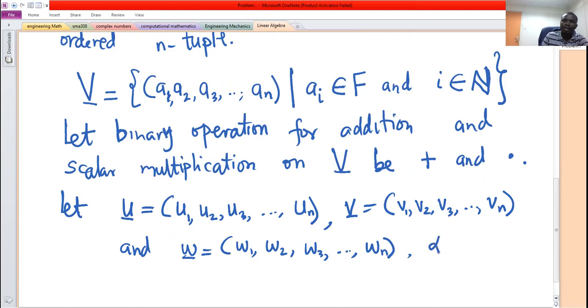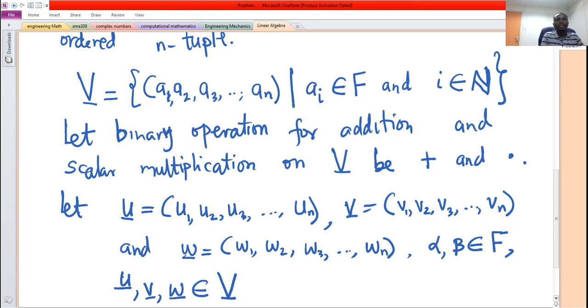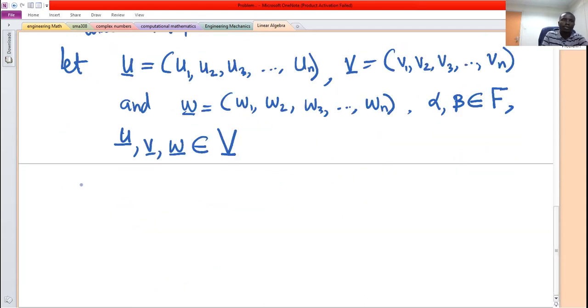Let alpha and beta be two scalars in the field F, and let all these u, v, and w be n tuples in this set V that you have defined in this form. So then the first property is to test for closure. So closure with respect to addition.